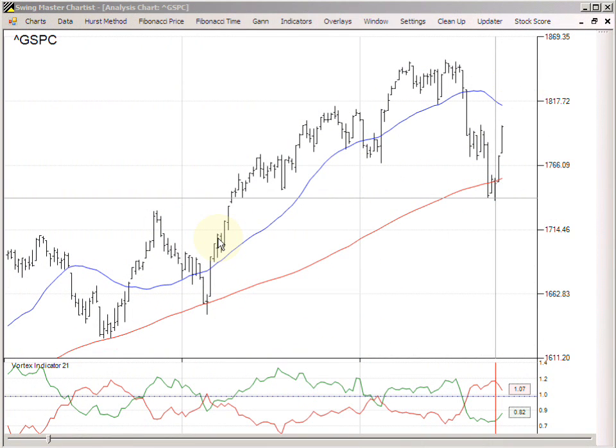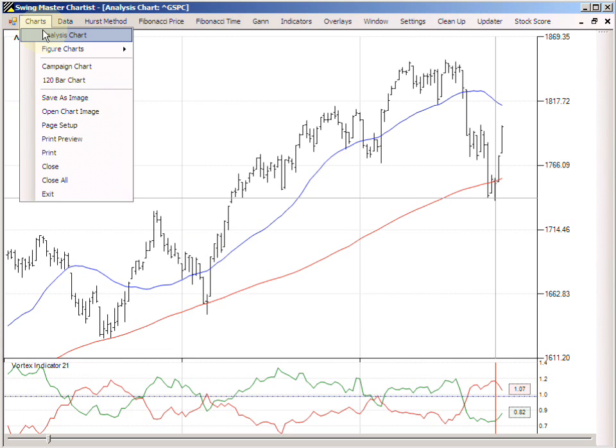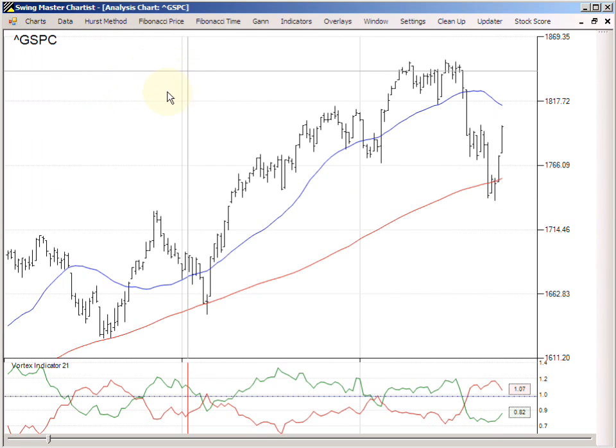This is our weekly analysis of the S&P 500, for the week ending on Friday, February 7th, 2014. The first thing we do is throw up a daily bar chart of the S&P 500. This is an analysis chart, which you get under the chart menu, analysis chart.